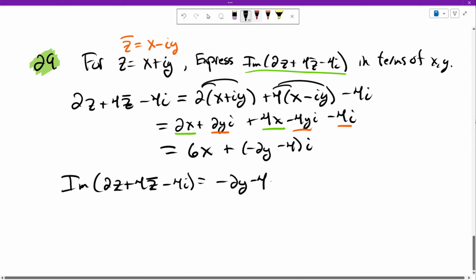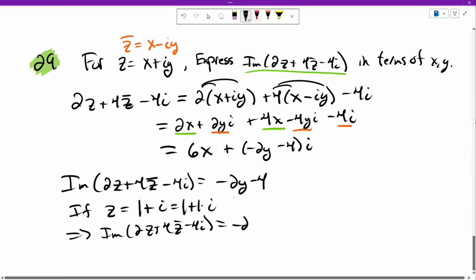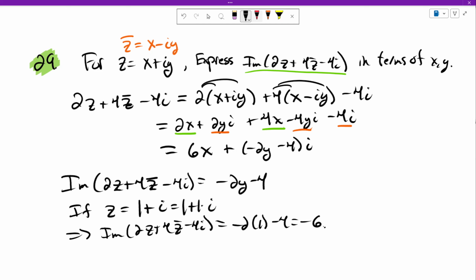If you give me a random complex number, for example, if z was 1 plus i, which we think of as 1 plus 1i, then the imaginary part of 2z plus 4z bar minus 4i would be, here y is equal to 1. And if you sit there and plug everything in, if you plug 1 plus i in and you check that, you should get negative 6, provided we did our work correctly. So it's a slightly more abstract, complex arithmetic problem where we use variables.